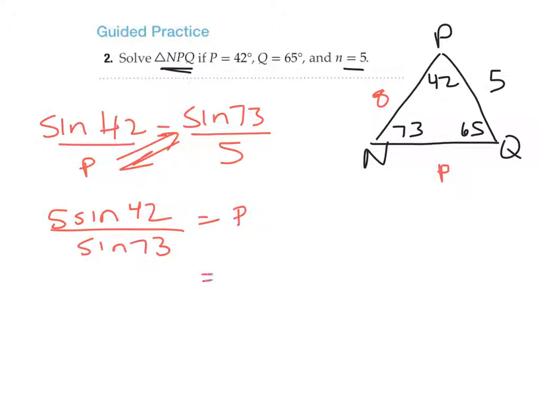And all we have to do is press that in our calculator. The answer rounded to the tenth place value is 3.5. So now we have the answer to p, so we know this is 3.5. Now we can go and find q.